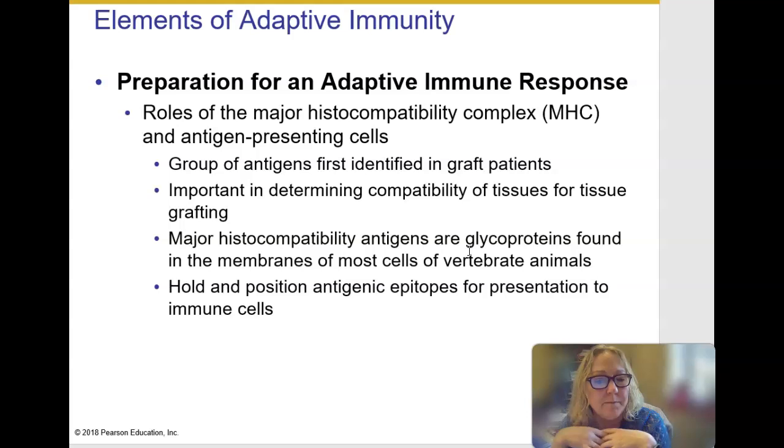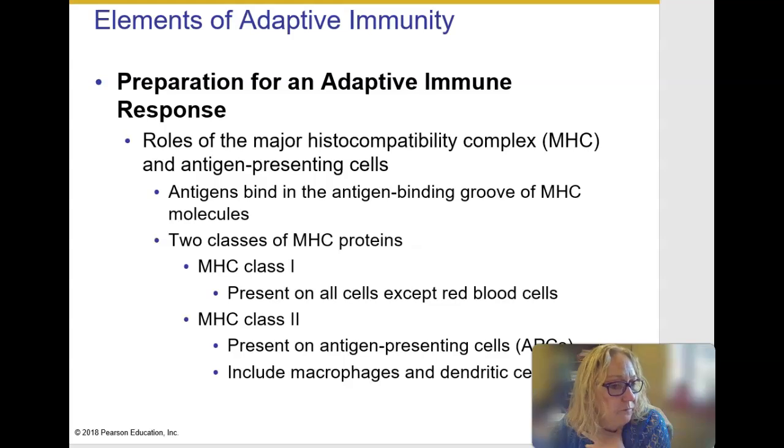Your major histocompatibility antigens are glycoproteins found in the membranes of most cells of vertebrate animals. They hold in position the antigenic epitopes for presentation to immune cells. So they're like, hey, I got this thing. We should probably attack it. Preparation for adaptive immune response.